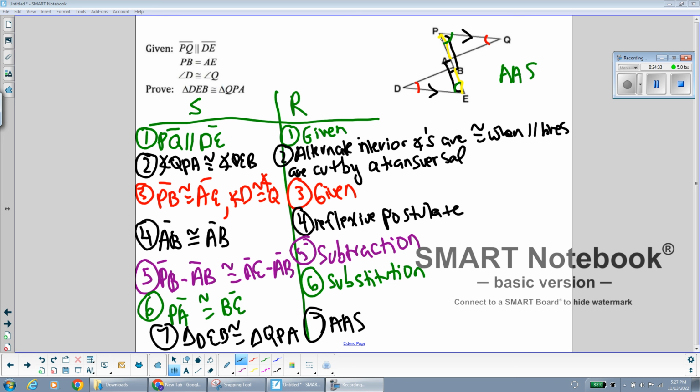In order to get PA and BE, we need to take here PB and subtract off AB so we could be left over with PA. And on this side, we need to take AE and subtract off AB so we could be left over with BE. And PA and BE are the sides of the triangles that we want. This minus this is that, this minus this is that. That's substitution. And then we have angle, angle, side to prove the two triangles congruent to each other.